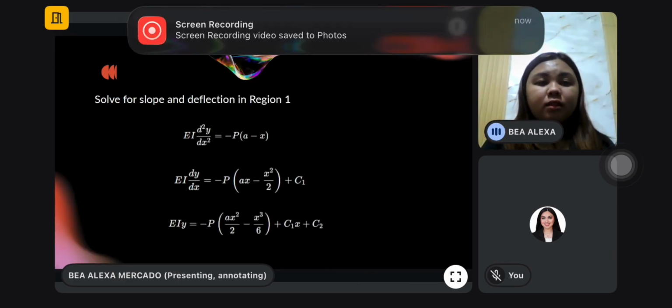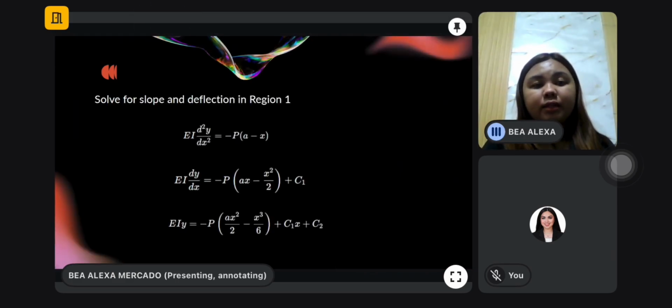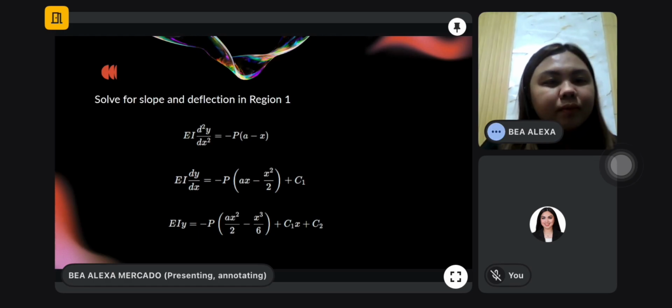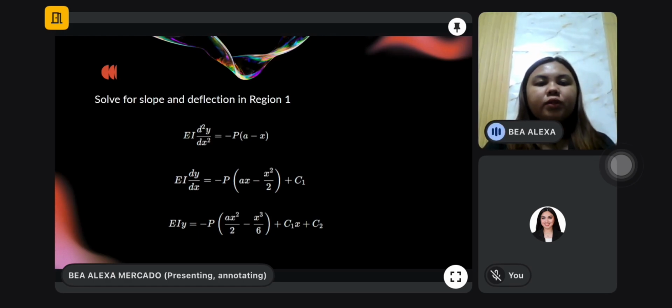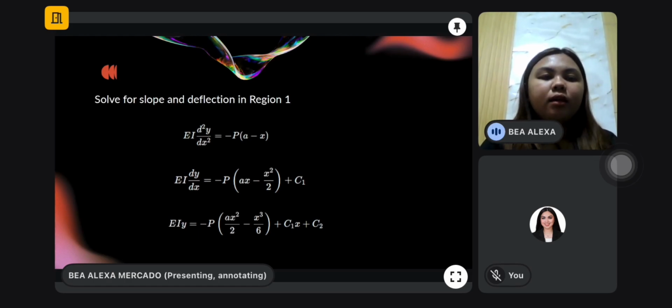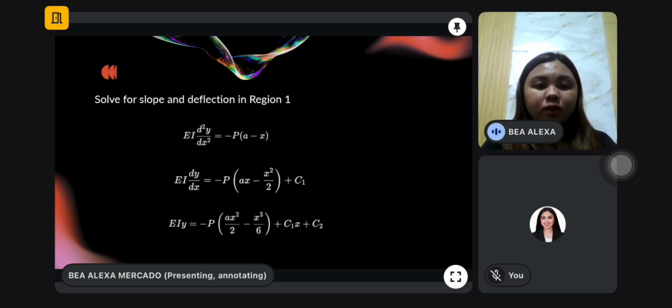Solve for slope and deflection in region 1. The differential equation becomes EI d squared y over dx squared equals negative P times the quantity a minus x. Once we integrate, EI dy/dx equals negative P times the quantity ax minus x squared over 2, plus c1. If we integrate again, EI y equals negative P times the quantity ax squared over 2 minus x cubed over 6, plus c1 x plus c2.